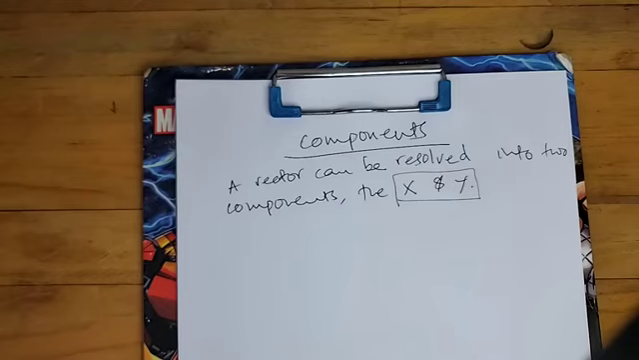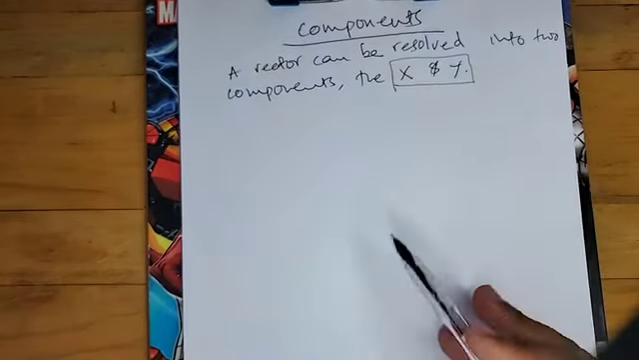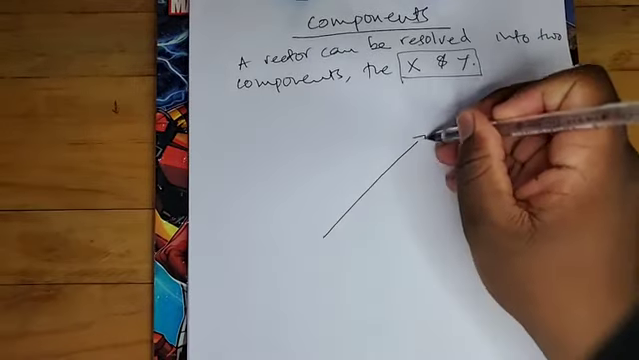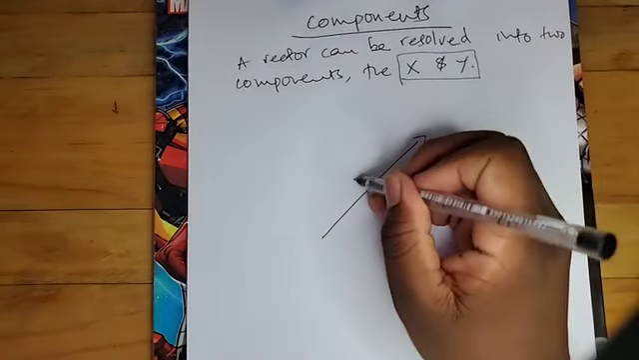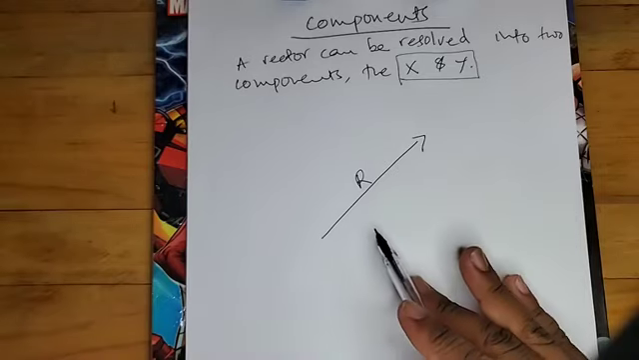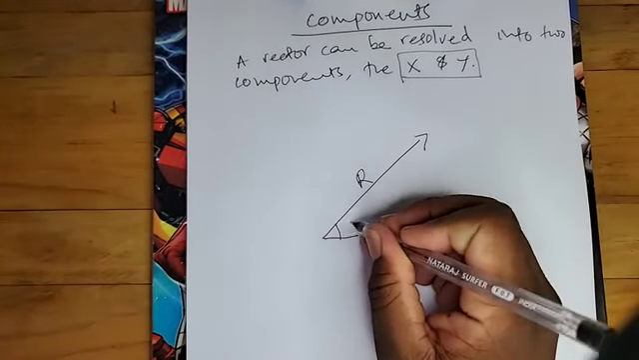So we say the two components that we have are the x component and the y component. Now, how do these components come up? Let's start by drawing a vector. A vector, we said, has a certain magnitude, and that magnitude we're going to call r. This magnitude has to be at a certain angle, and this angle we're going to call theta.